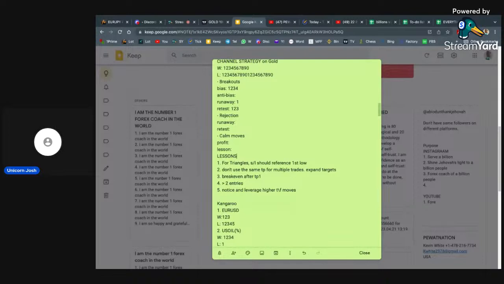Break even after TP1. So basically, pending the result of my calm moves, I break even only after TP1 and allow the other TPs to do their business. So I think I can move this to two entries.